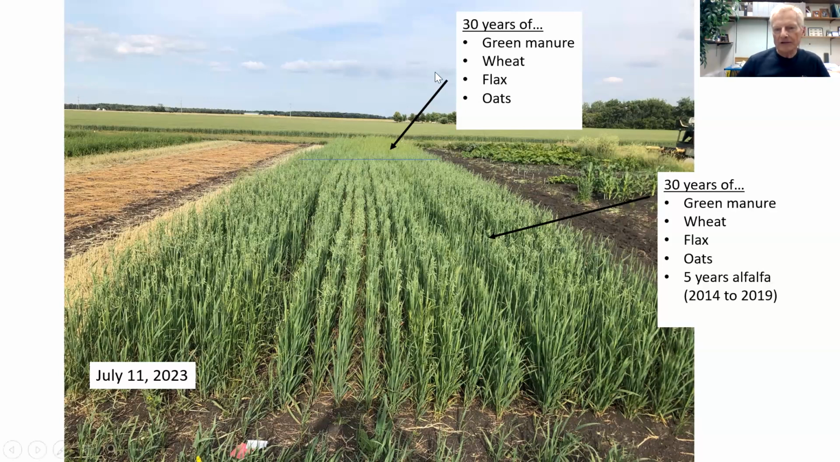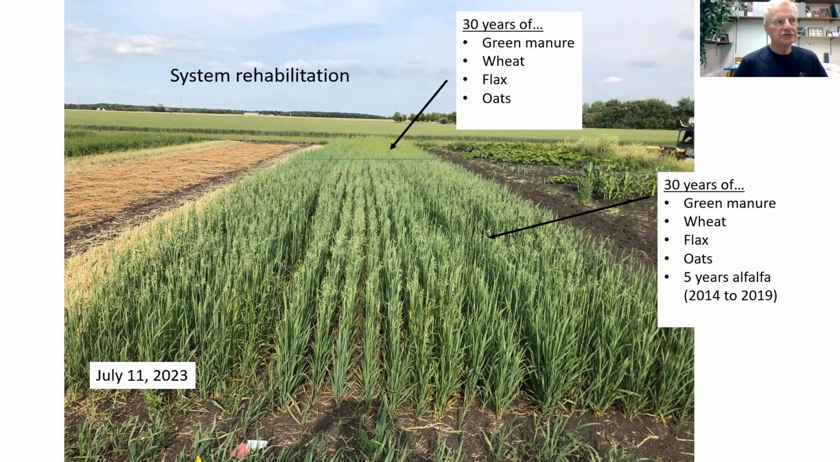The front part of the plot actually has the same rotation, a green manure, then wheat, then flax, and then oats. But we were noticing the problems of lack of nitrogen, the problems of declining soil structure, the problems of more thistle. And so what we did is we planted alfalfa here for 5 years. And so we hit the pause button on the grain production, and then we had 5 years of alfalfa. And then in 2020, we planted a green manure, then wheat, then flax, and now oats in 2023. And so what we did in this rotation is we actually rehabilitated the system.